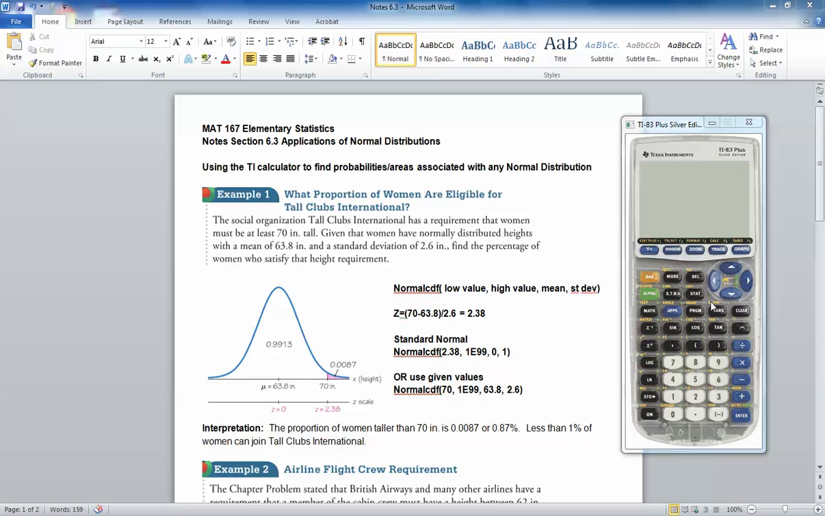So a reminder on the calculator, for distributions, you hit second and then the variables key. Written above that is DISTR, which stands for distributions. To find areas, we use option 2, the normal CDF. To find an area corresponding to 70 inches or taller, we're going to find the area of a z-score of 2.38 or greater. So we type in our low value in the interval, 2.38, comma.